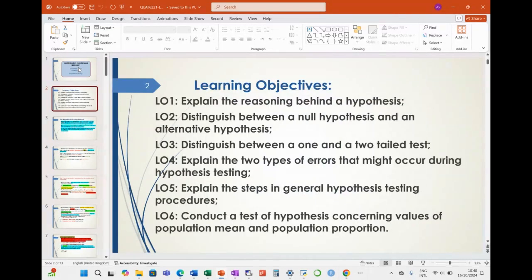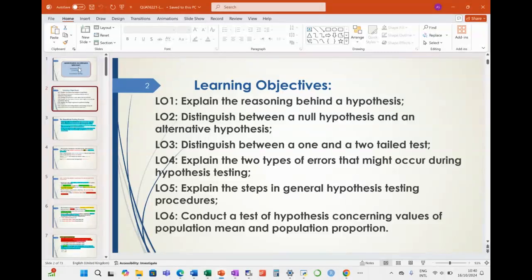Okay, right. So the key things that we are looking at here are explaining the reasoning behind hypothesis testing, distinguishing between the null hypothesis and the alternative hypothesis, then distinguishing between one and two-tailed tests, and explaining the two types of errors that may occur during hypothesis testing. We saw this in the video, but we'll briefly go over it again. Then explain the steps in general hypothesis testing. That's where I wanted to take you guys at the beginning. That is actually critical. You have to know those steps in order to actually do this.